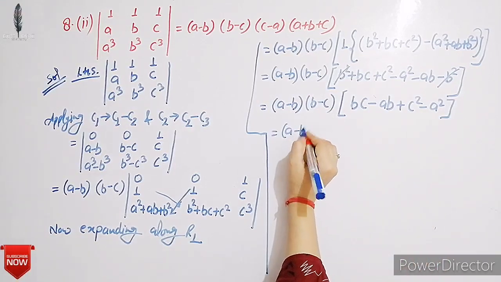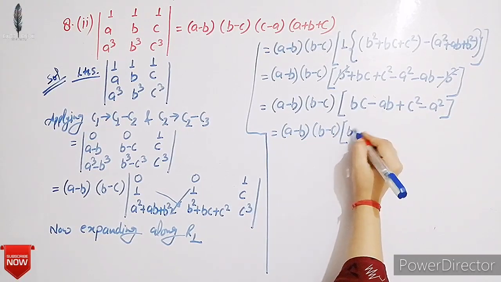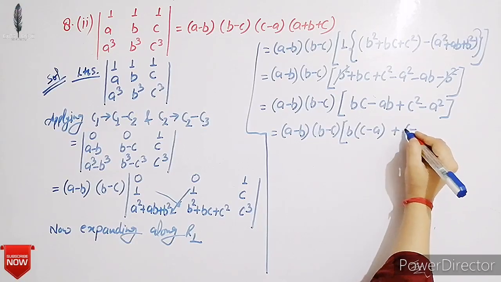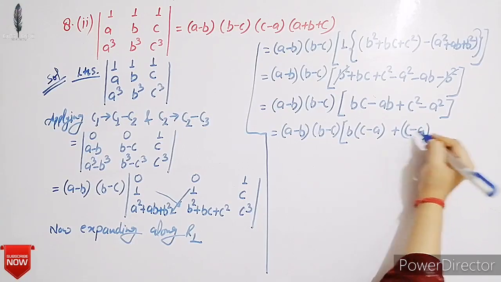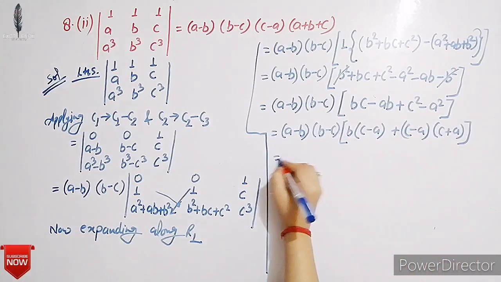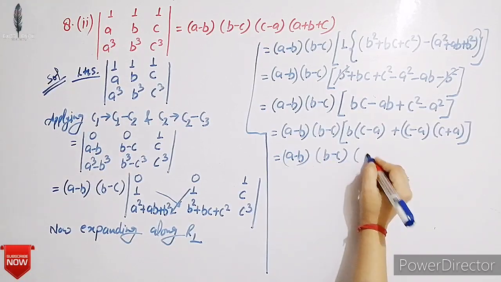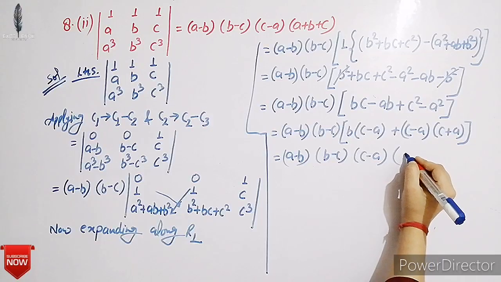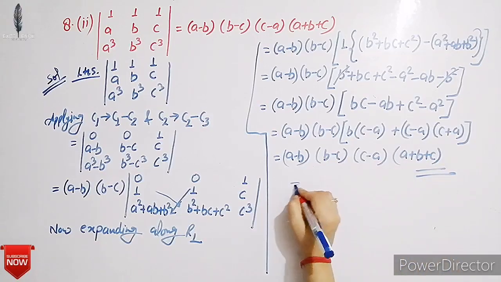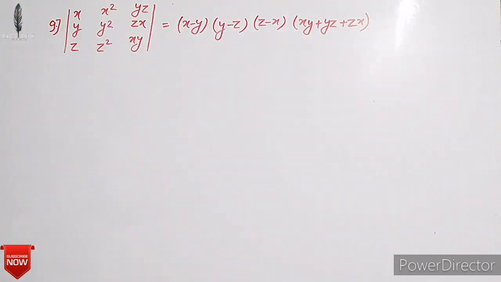This can be written as A minus B, B minus C, and here B common, then we get C minus A, and here also C square minus A square, that is C minus A into C plus A. That is equals to A minus B, B minus C, here C minus A common, then we get A plus B plus C equals to RHS part. Hence proved. Let's see the next question.